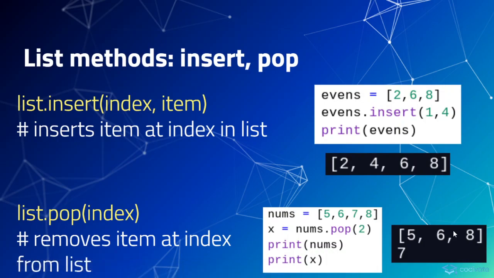An interesting thing about the pop method is that if we assign it to a variable, it will take whatever value it popped out and give it to that variable. So here, since we're popping the 7 out, it would give x a value of 7. We can confirm that by printing it out. But we don't necessarily have to assign it to something. We could just pop it out if we want to, and it will still work.